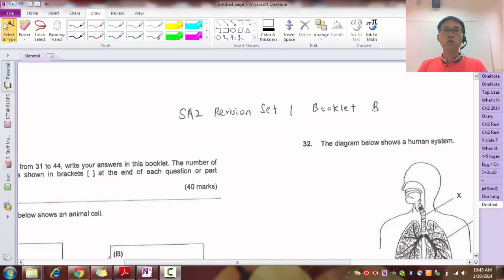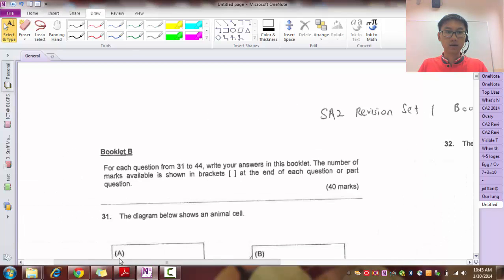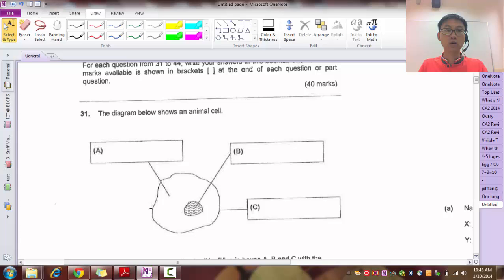Hi everyone, we are doing SA2 Revision Set 1 Booklet B. Let's look at the answers and explanation. Now let's look at question 31.